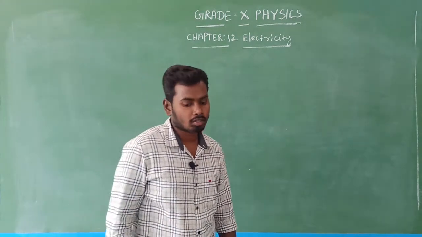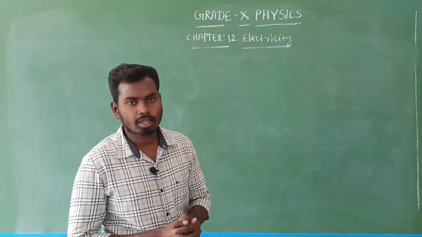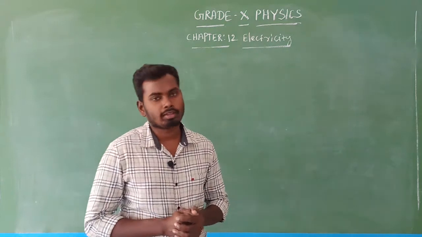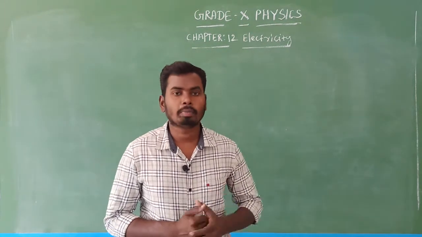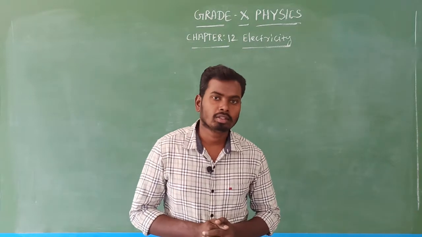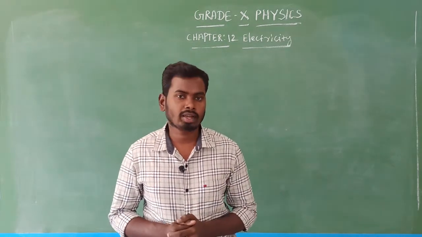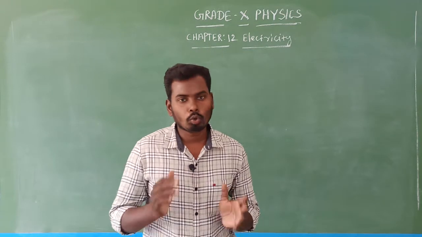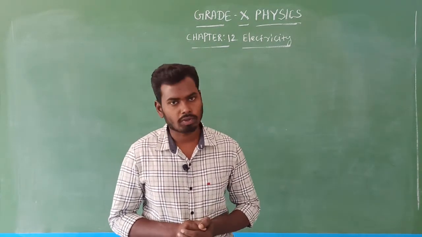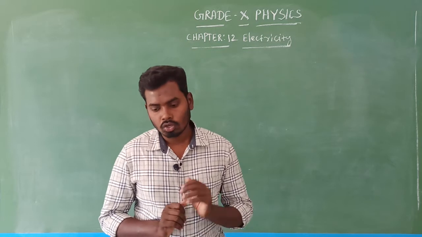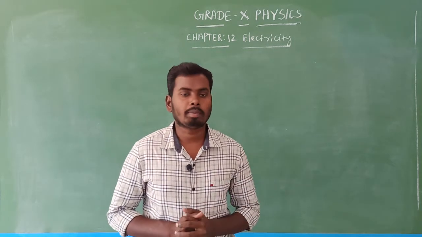Hello students, this is grade 10 physics class, chapter 12, electricity. Till now we have completed 3 chapters. Chapter 10, that is light, reflection and refraction, and chapter 11, the human eye and the colourful world. Then chapter 14, sources of energy. Am I right? Yes. So we have completed 3 chapters.